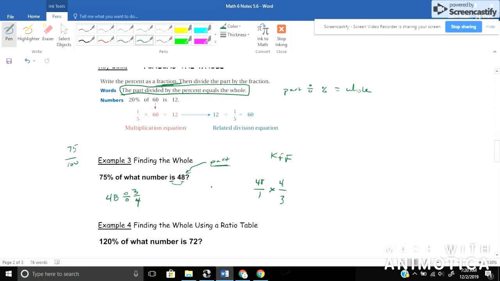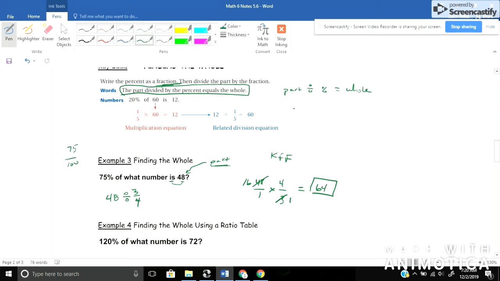Okay. Before I multiply, I'm going to look and see, can I look diagonal and simplify here? Well, 48 and 3, yes, I could divide each of these by 3. 3 divided by 3 is 1, and 48 divided by 3 would give me 16. Now I can multiply across. On top, I have 16 times 4. 16 times 2 would be 32. That times 2 would give me 64. Okay, and over 1, which is the same thing as 64. So 64 is my whole.